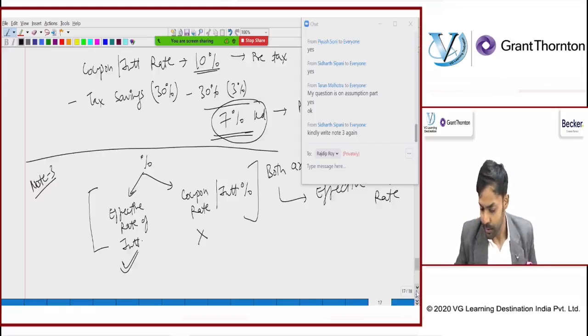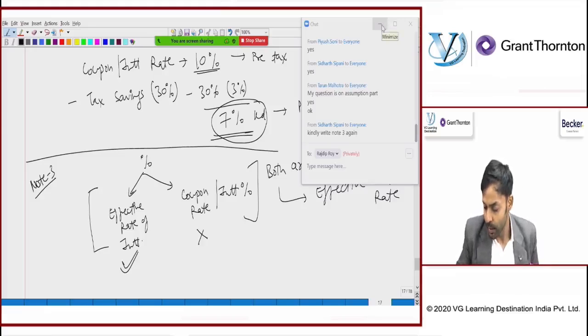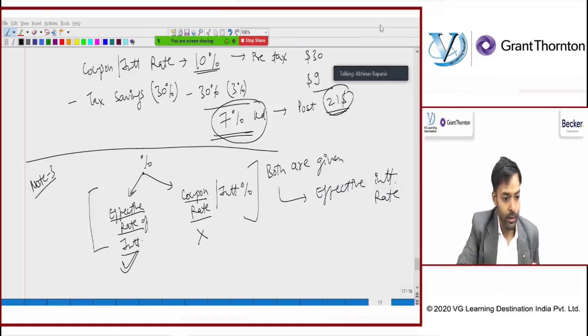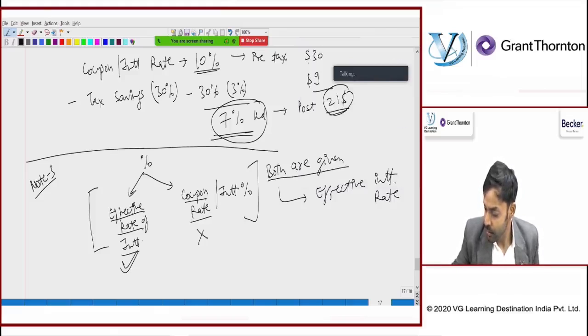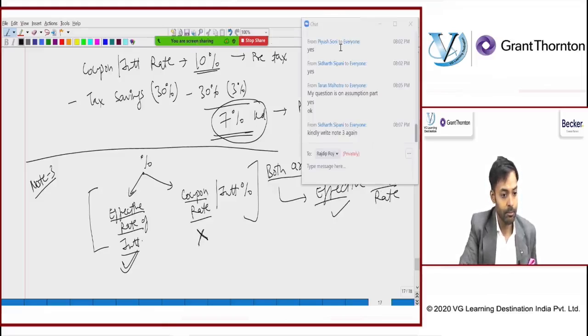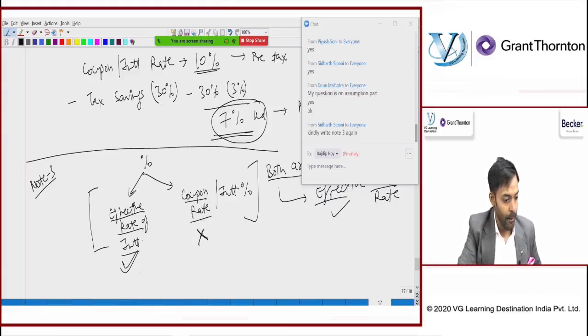Kindly write the note again. So when the effective interest rate and the coupon rate both are given to you in the question, use the effective interest rate, not the coupon interest rate. And you have noted. Shall I go ahead? Okay.